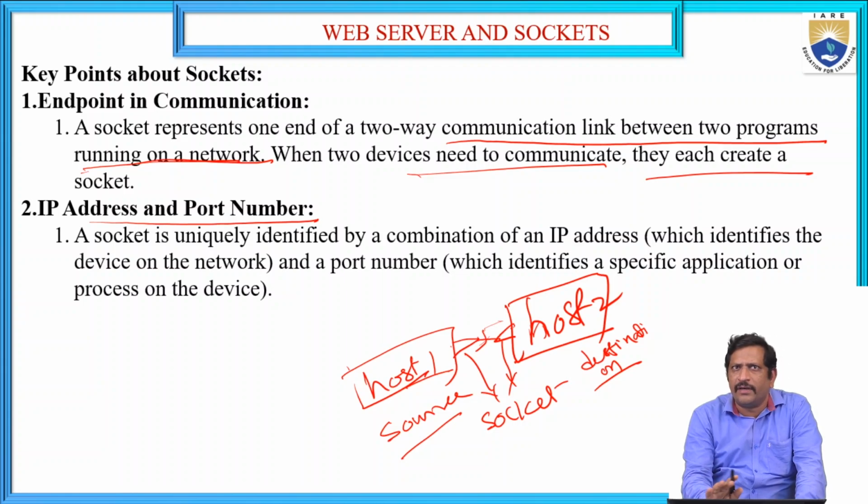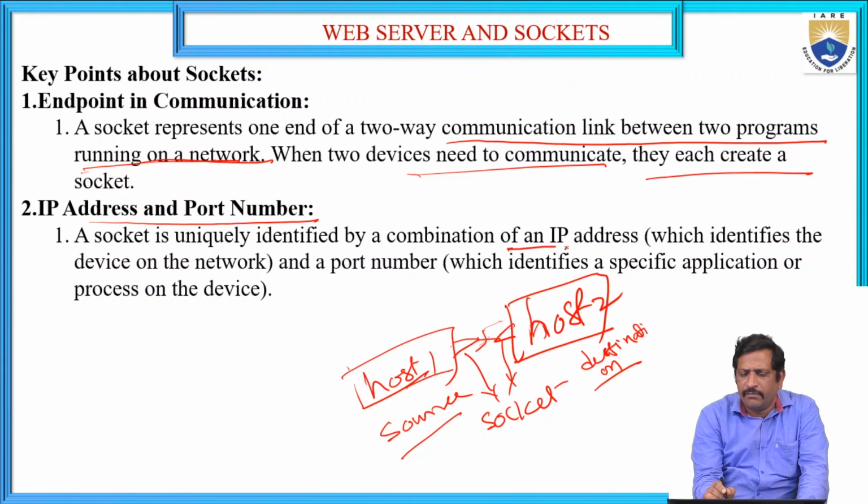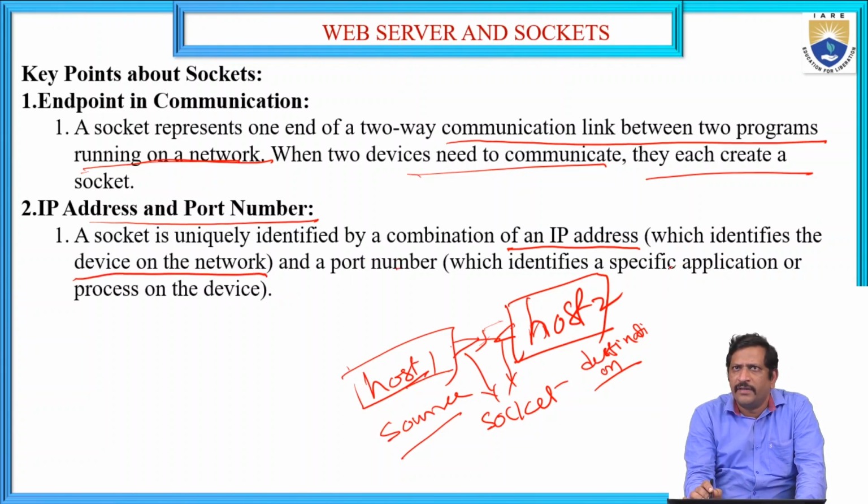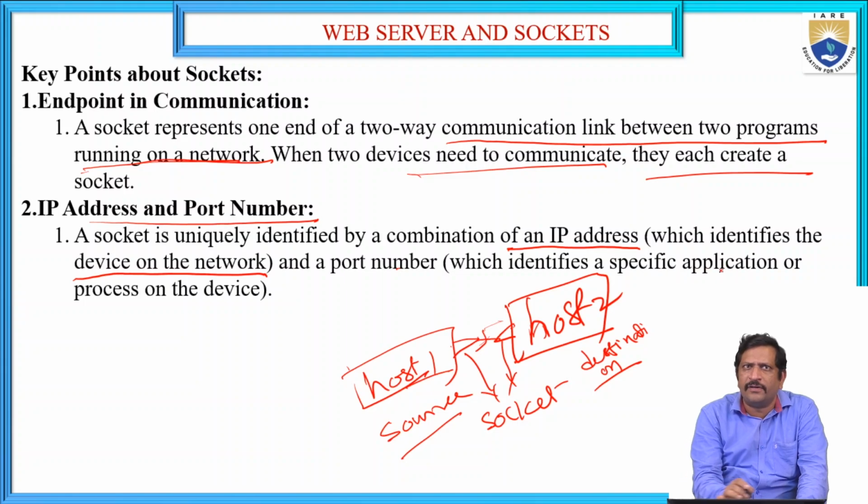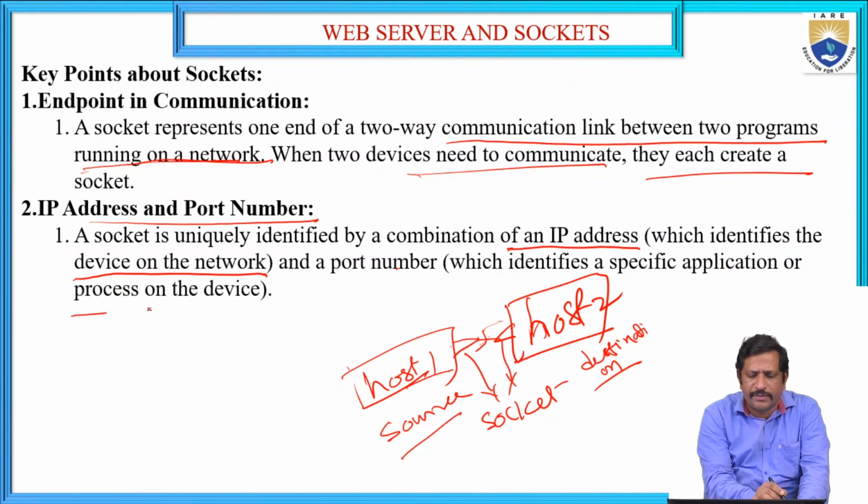A socket is uniquely identified by a combination of an IP address, which identifies the device on a network, and a port number, which identifies a specific application or process on the device.